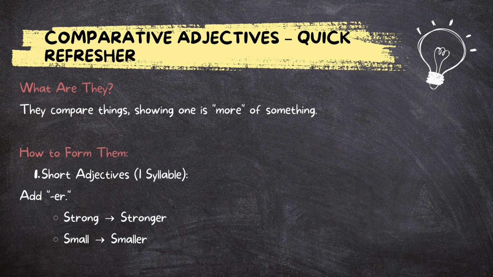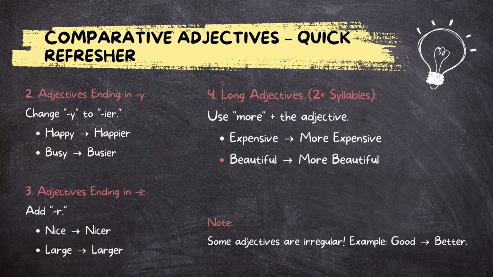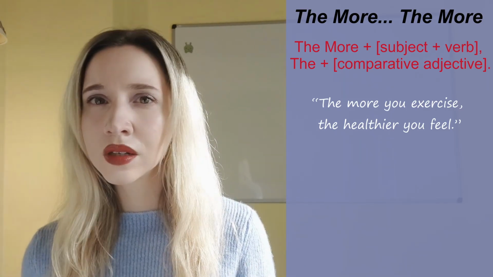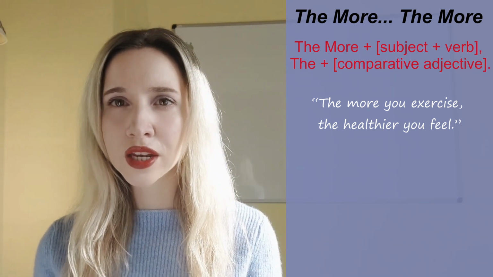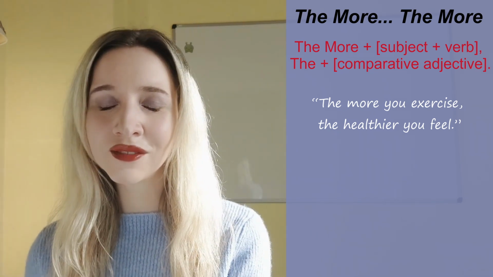Comparative adjectives show a difference in degree. One thing is more than another. Here's a quick refresher. For shorter words, usually one syllable, just add er or ier. Strong becomes stronger. Small becomes smaller. For longer words, usually two syllables or more, we use more before the adjective. Expensive becomes more expensive. Beautiful becomes more beautiful. No er here. Using a two-syllable comparative adjective. The more you exercise, the healthier you feel. Healthy, two syllables, I-E-R in the comparative form.